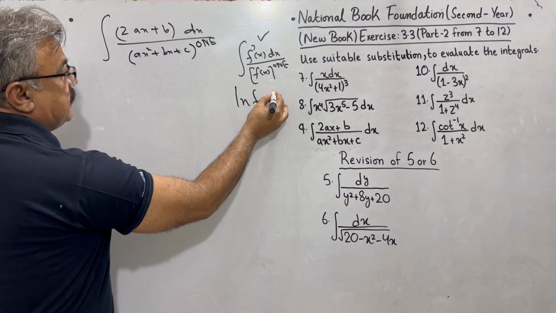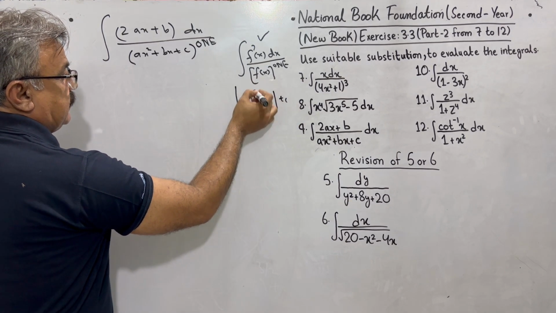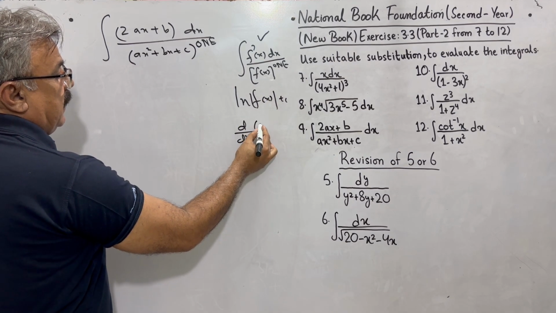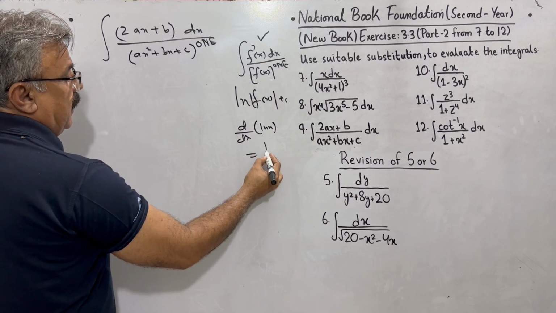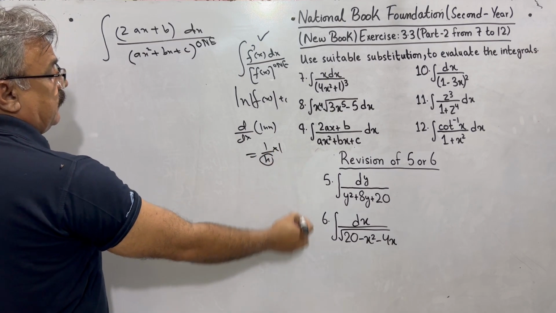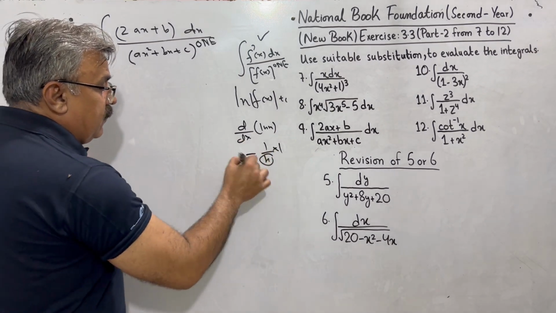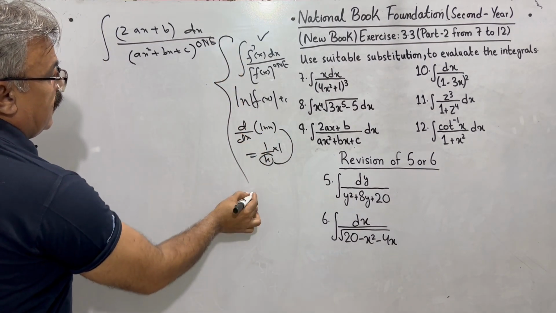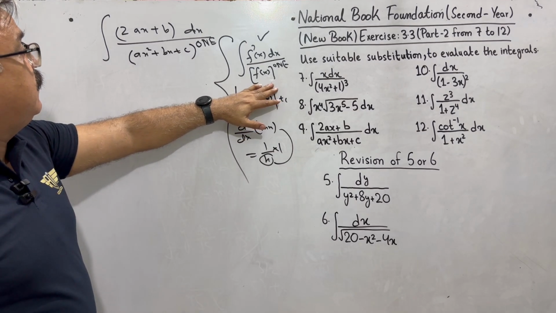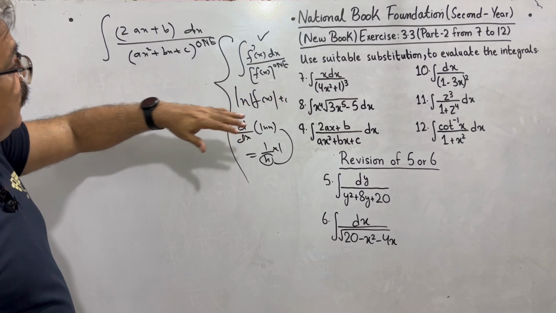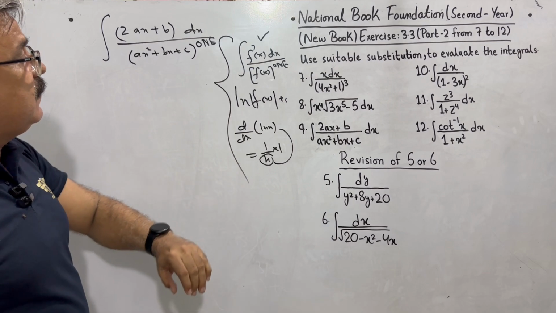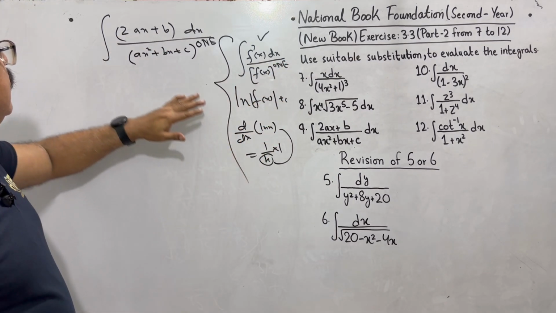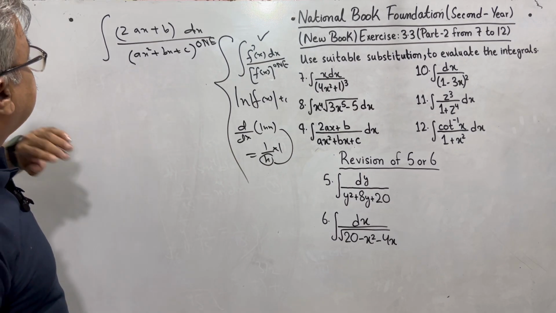Whatever is the function present in the denominator, take its ln. This idea comes from the differentiation of ln x. The formula is 1 over x. Differentiation of x is 1, so integration of 1 over x must be ln x. That's the idea. When the function is in the denominator having overall power 1, it is a case of ln. So this is the situation here.